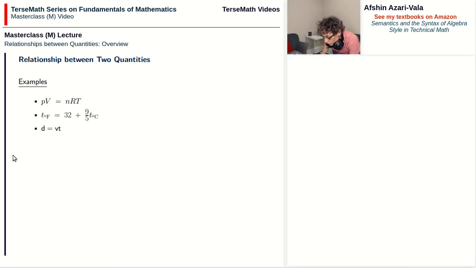Here is a third formula. D is equal to Vt. D is the distance that you cover. V is the speed of travel, which is assumed to be constant, and T is travel time. Now, if V is constant, my speed doesn't change.